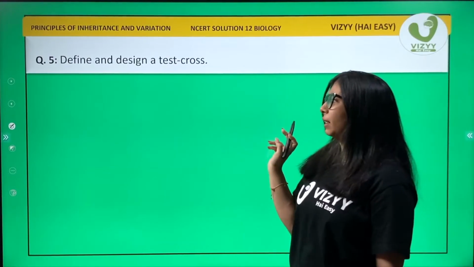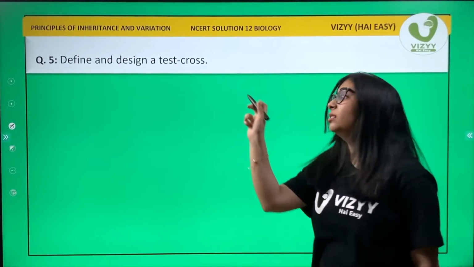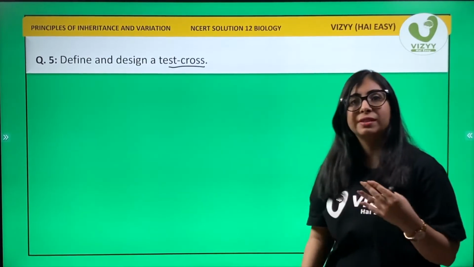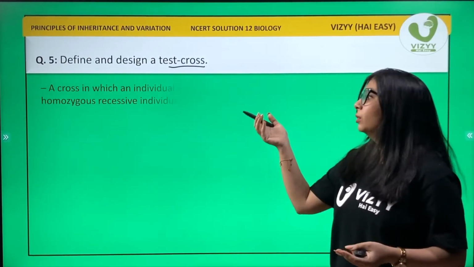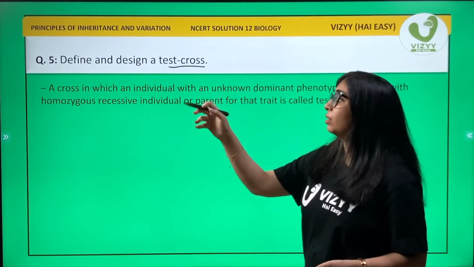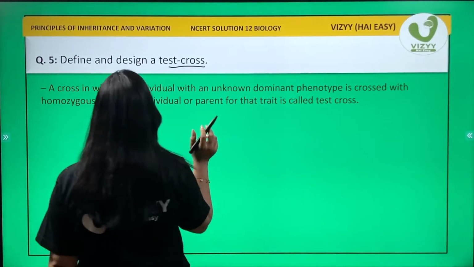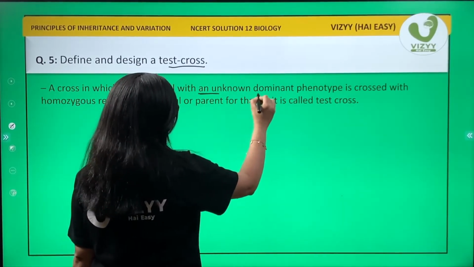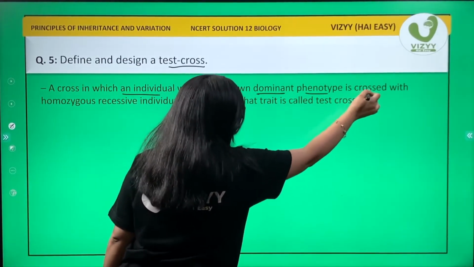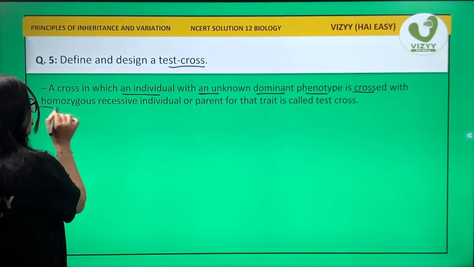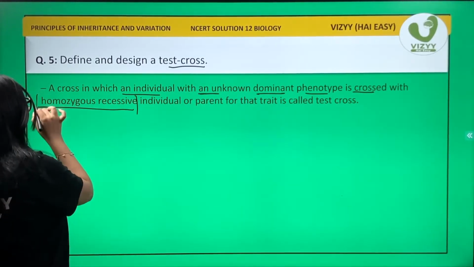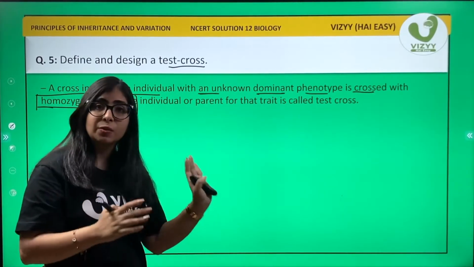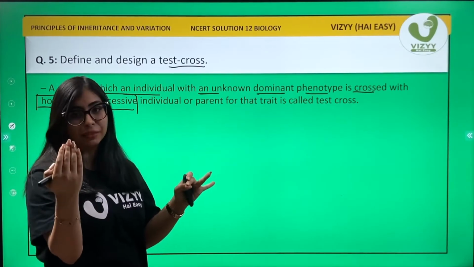Students, question 5 is define and design a test cross. Now, when do we do a test cross? We do a test cross when something is unknown. So, write the definition as a cross in which an individual with an unknown dominant phenotype is crossed with a homozygous recessive individual. Is crossed with what, students? It is crossed with a recessive phenotype.